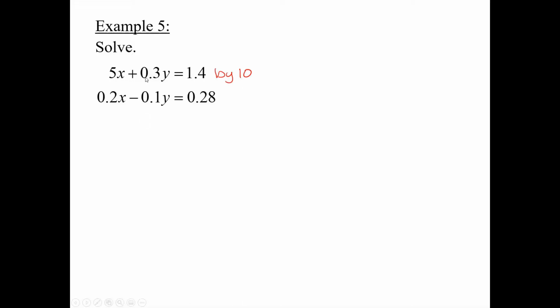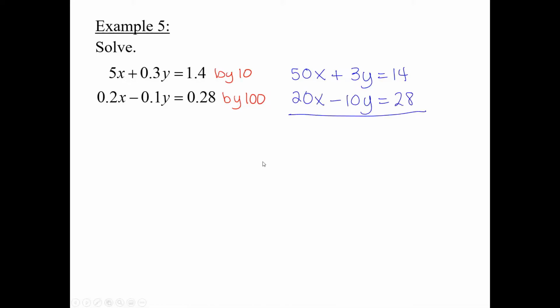Okay. What I'm going to do is clear the decimals here. I've got 1 digit behind, 1 digit behind, so I'm going to multiply this equation by 10. Here I've got 2 digits behind, so I'm going to multiply all 3 of these numbers by 100. When I do that, that gives me 50x plus 3y equals 14. Here, it gives me 20x minus 10y equals 28.